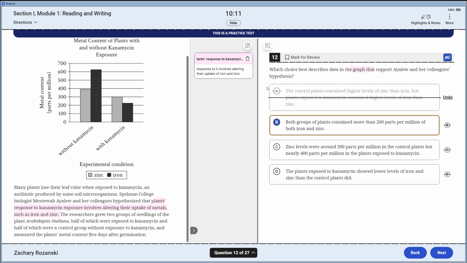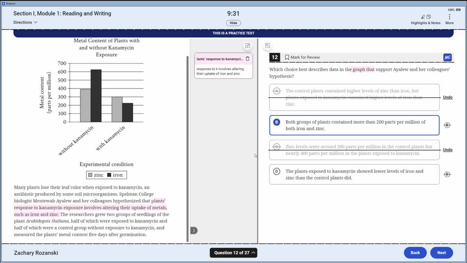I don't like it just because I know it's changed, but let's just pretend that we're overwhelmed, and I just kept cruising. Zinc levels around 300 parts per million in the control plants. Kind of around 400. But nearly 400 parts per million in the plant. No. The plants exposed, that's not true. That's a liar. Zinc levels were nearly 400. Yeah, that's so off. It's flipping them. I can't grant one for the other.